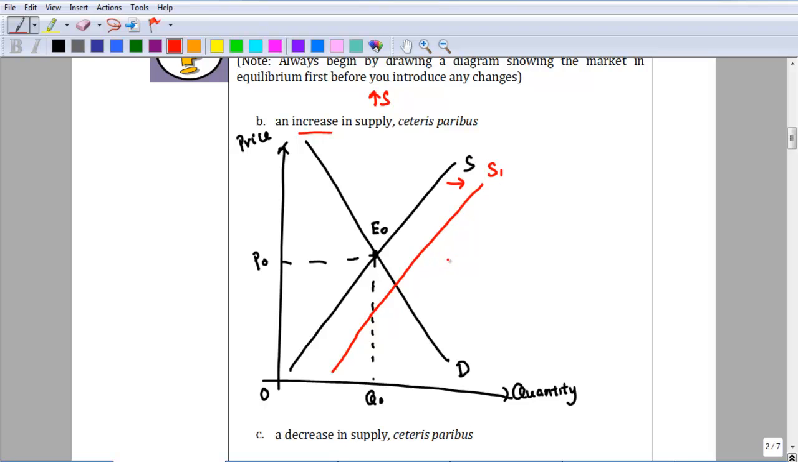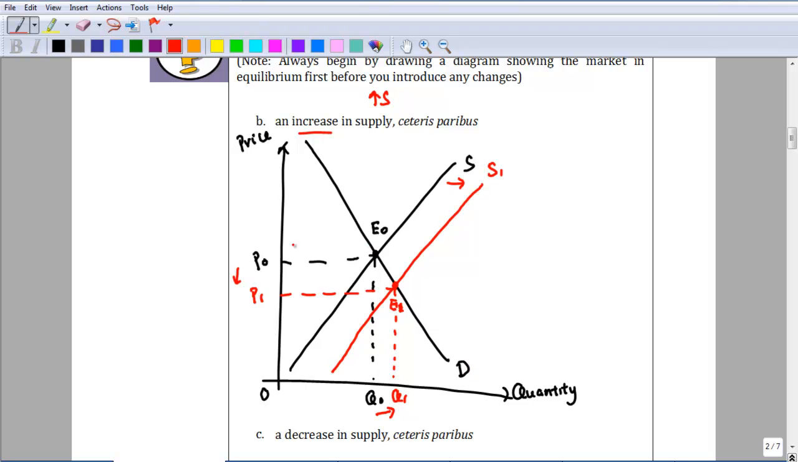Now you notice that your new supply curve intersects your demand curve at this point. This will be your new market equilibrium point, and we're going to label that as E1, with new market equilibrium price P1 and equilibrium quantity Q1. So you notice that for this scenario, when there is an increase in supply, the equilibrium price of the good will fall from P0 to P1. Equilibrium quantity of the good will increase from Q0 to Q1.